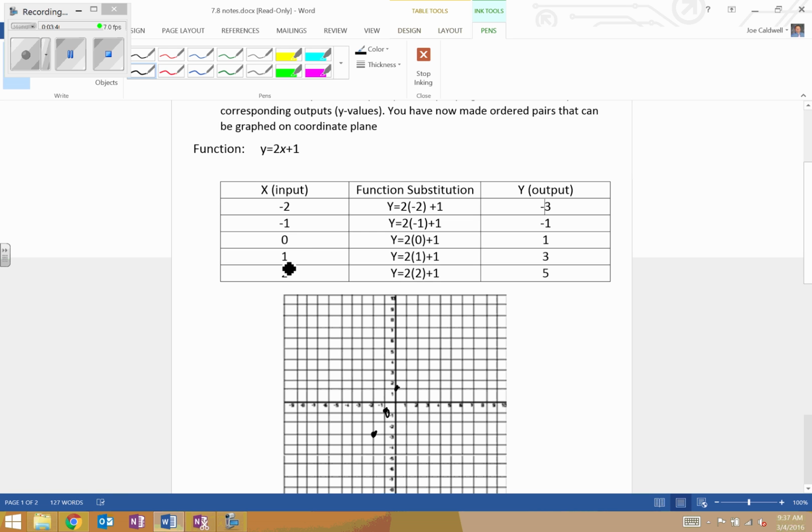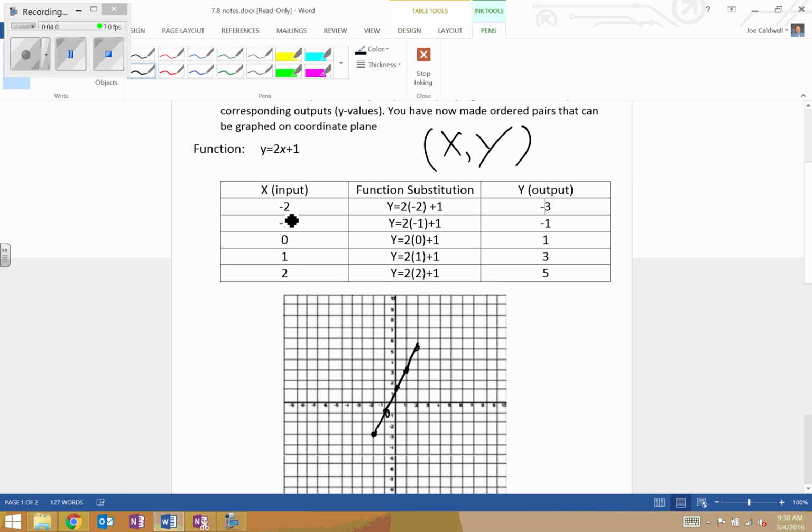My next input, so again, remember an ordered pair looks like this, where x comes first, y comes second, and x tells us to go left and right, the y tells us to go up or down. So now I go over to the 1, up to the 3. Notice how this is kind of making a nice line, and then I go over to the 2 and up to the 5. So now I can connect those with a line. I've just graphed the function.